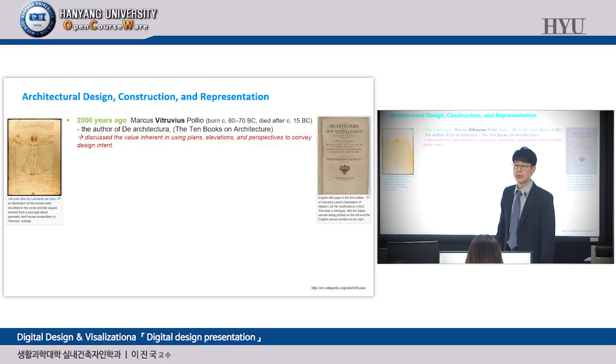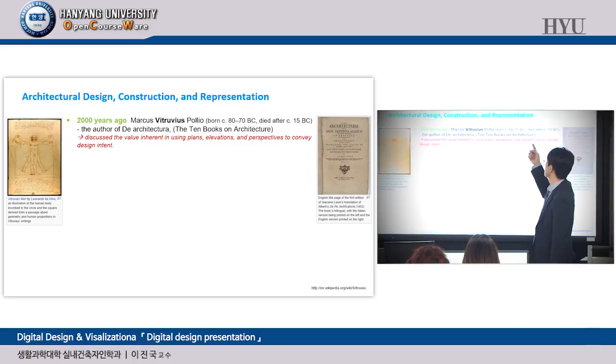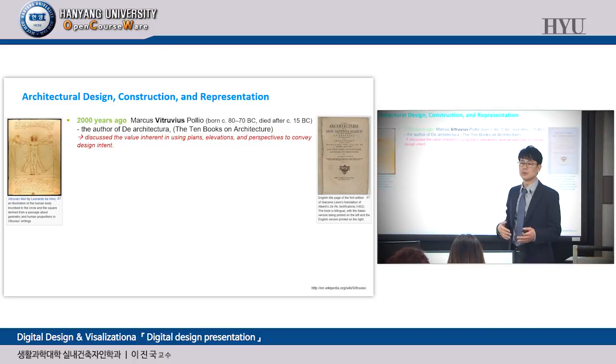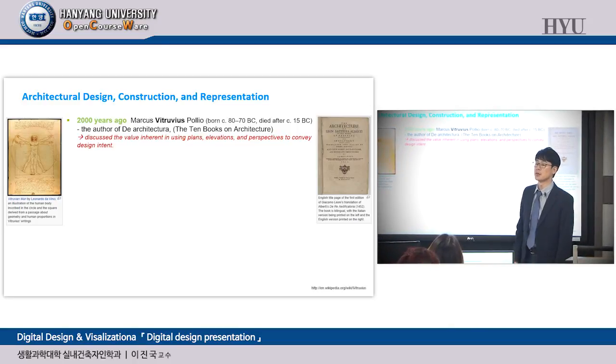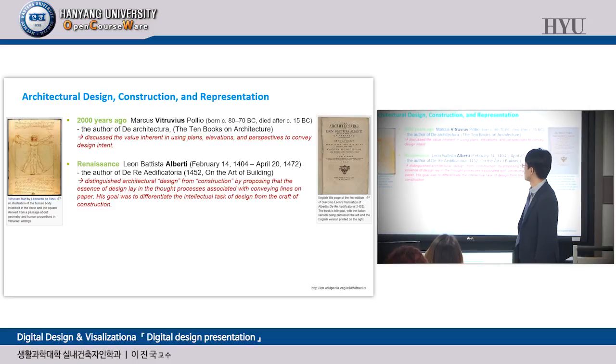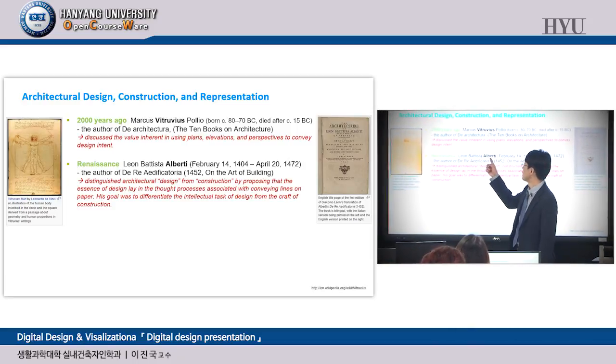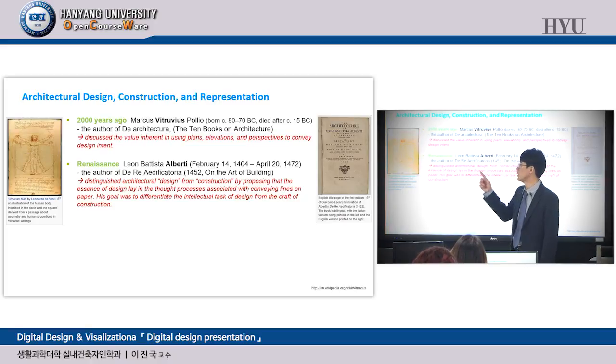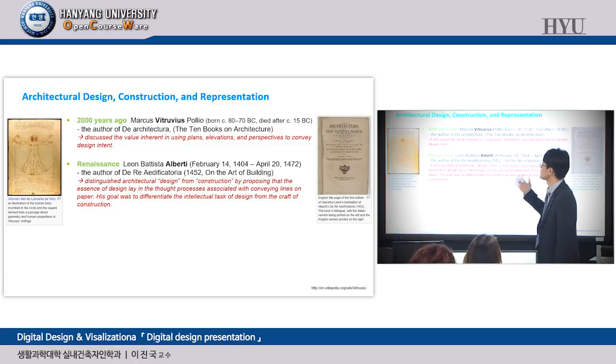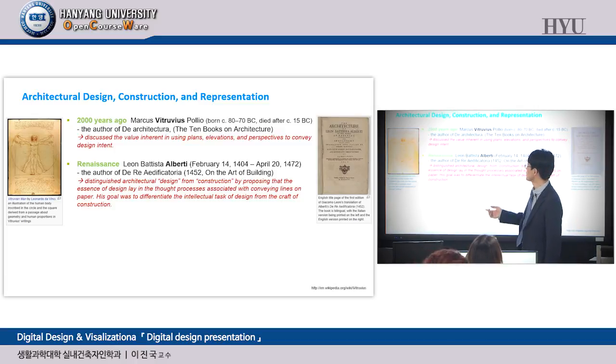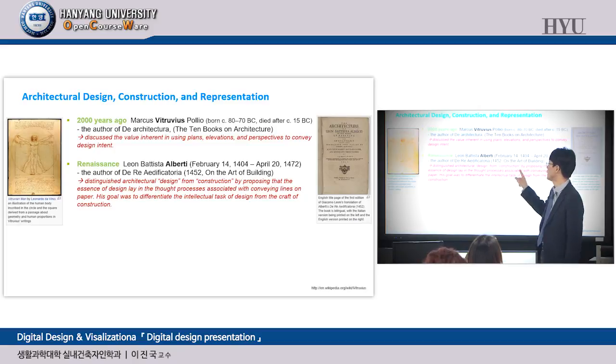2,000 years ago, Vitruvius invented plans, elevations, sections, and generally used industry standard drawings for architecture design. Around 400 years ago, Leon Battista Alberti, also referring to Vitruvius, suggested the separation, the distinction between design and construction. Okay? What does this mean?